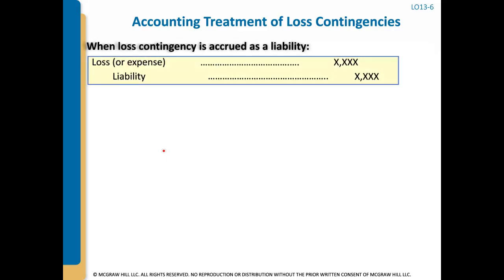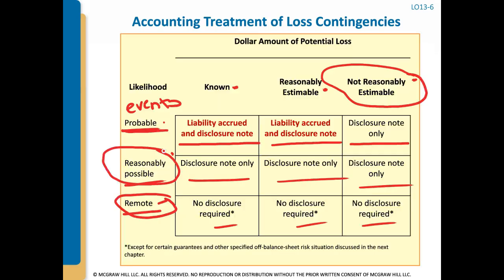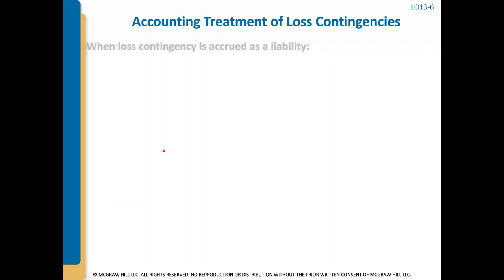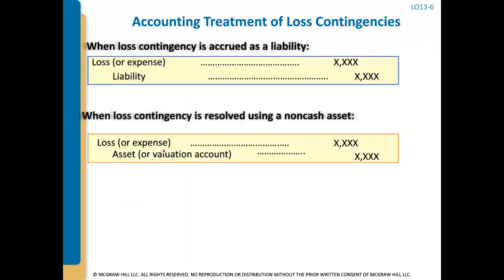When a contingency is probable and the amount is known or reasonably estimable, that's when the liability is accrued. The way we do that accrual is we debit loss on the income statement for the amount and we credit the liability.